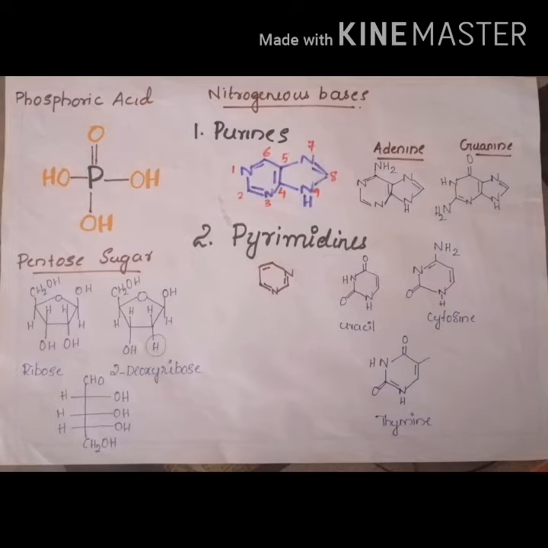Nitrogenous bases are of two types, purines and pyrimidines. When we compare DNA and RNA, instead of uracil, thymine is present in DNA in the case of pyrimidines, and cytosine is common to both. This is the major difference we can see here.